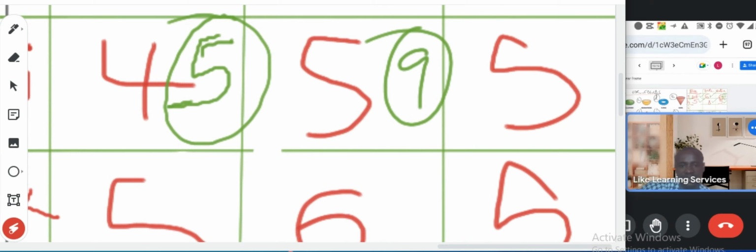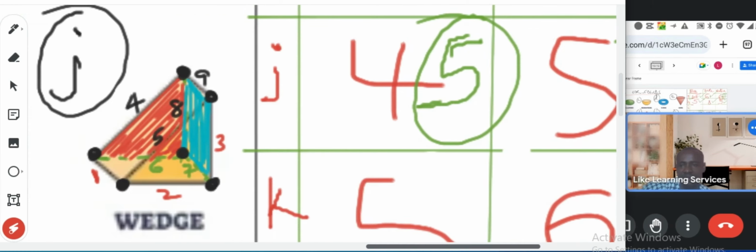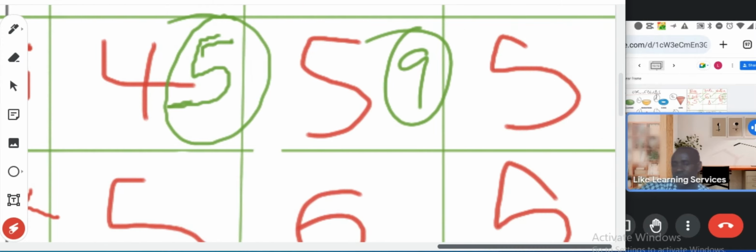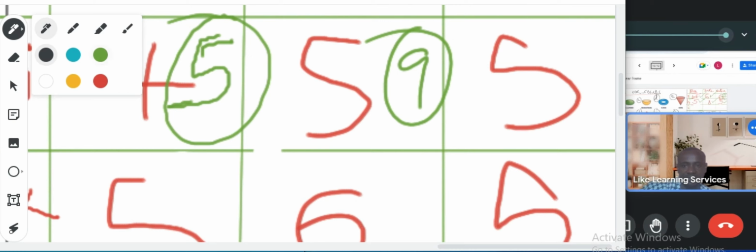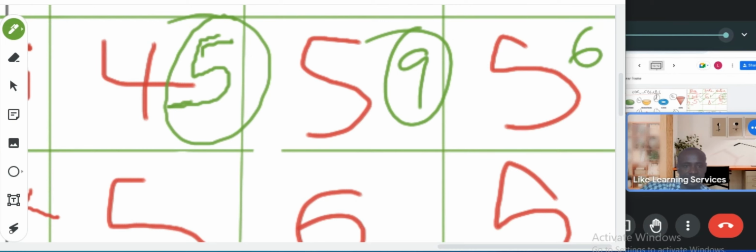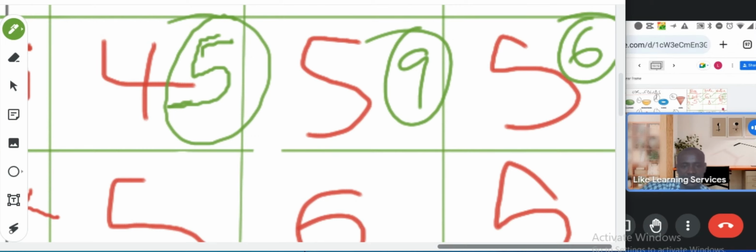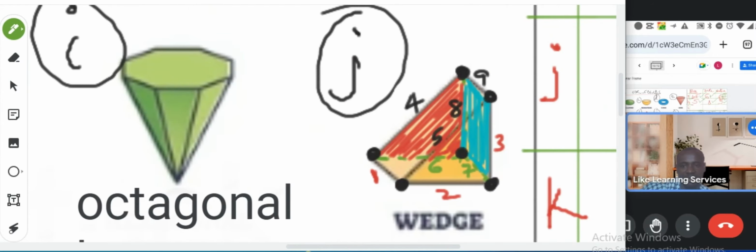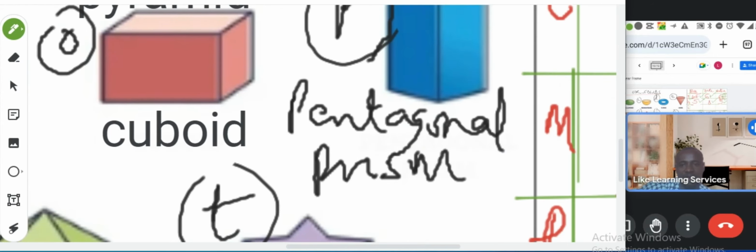6 vertices. So that's J. J is actually 6 vertices. So it's 6. And many other ones. I will just do a few.